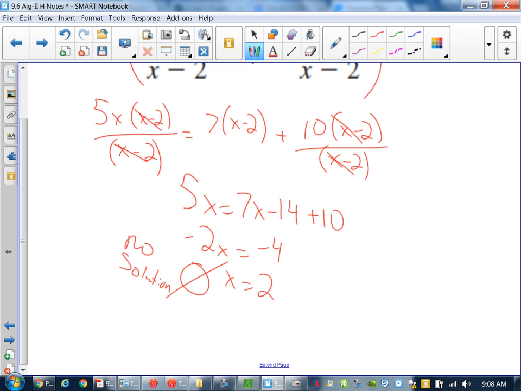The reason that this doesn't work is because if you put 2 in the denominator, you get 2 minus 2, which is 0, and you cannot divide by 0. Make sure you double check your answers on these things, because sometimes your answer is not an answer. I know it's the weirdest thing to say like that, but it's a solution, but it's not a solution.